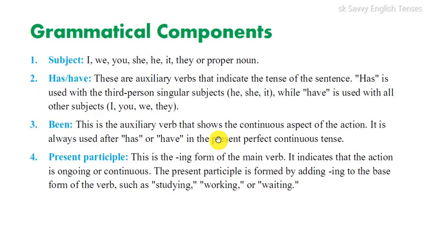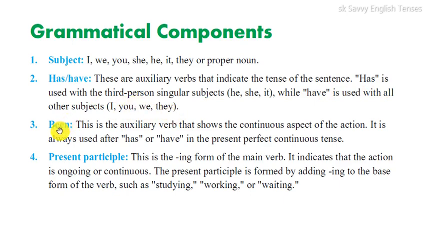Okay, so what are the grammatical components of the present perfect progressive tense? The grammatical components include the subject plus the auxiliary verbs have been or has been plus the present participle. The subjects include I, we, you, she, he, they, and a proper noun, and the auxiliary verb has is used with the third person singular pronouns like he, she, it, while the auxiliary verb have is used with other subjects like I, you, we, and they.